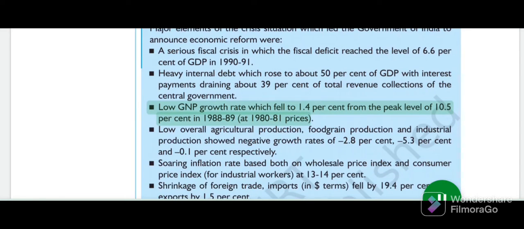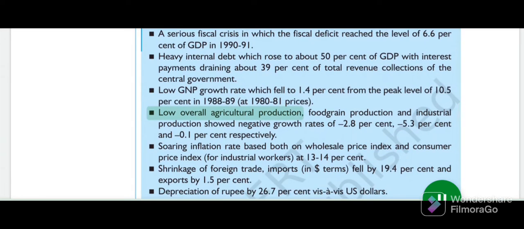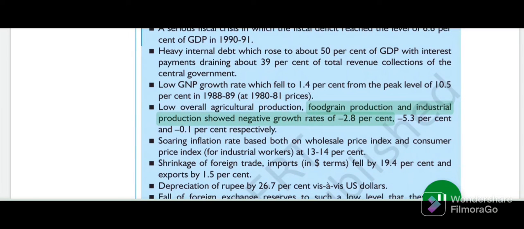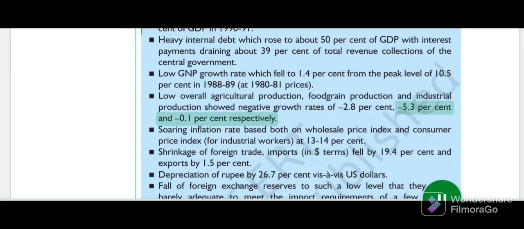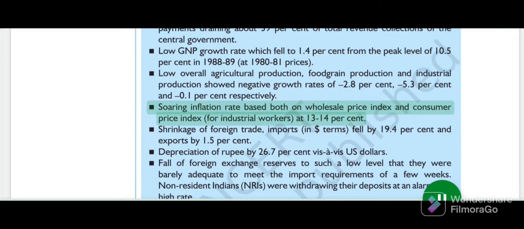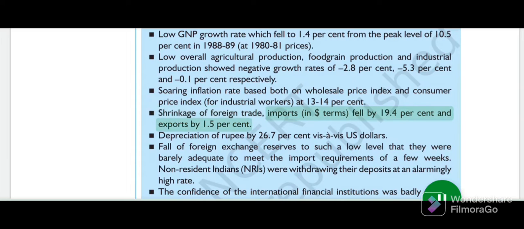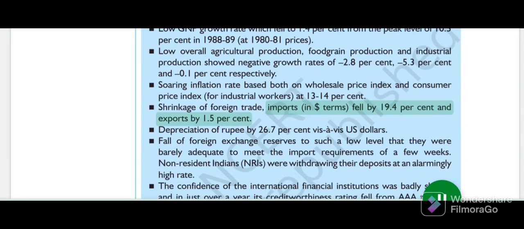Low GNP growth rate, which fell to 1.4% from the peak level of 10.5% in 1988-89 at 1980-81 prices. Low overall agricultural production: food grain production and industrial production showed negative growth rates of -2.8%, -5.3% and -0.1% respectively. Soaring inflation rate, based both on wholesale price index and consumer price index for industrial workers, at 13 to 14%. Shrinkage of foreign trade: imports in dollar terms fell by 19.4% and exports by 1.5%.